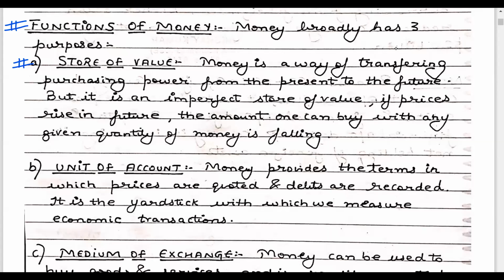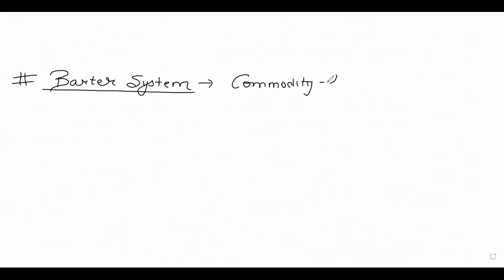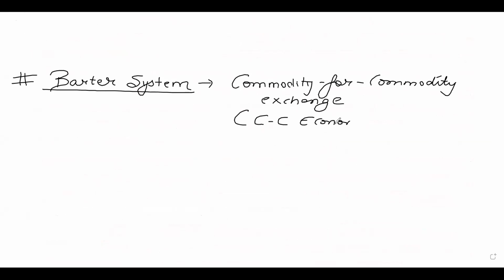If I come to the whiteboard and give all students a brief about the barter system, which existed before coins and paper notes. So barter system was a commodity for commodity exchange, which we also call as the CC economy, commodity for commodity economy. And this system used to exist before coming of coins and paper notes.